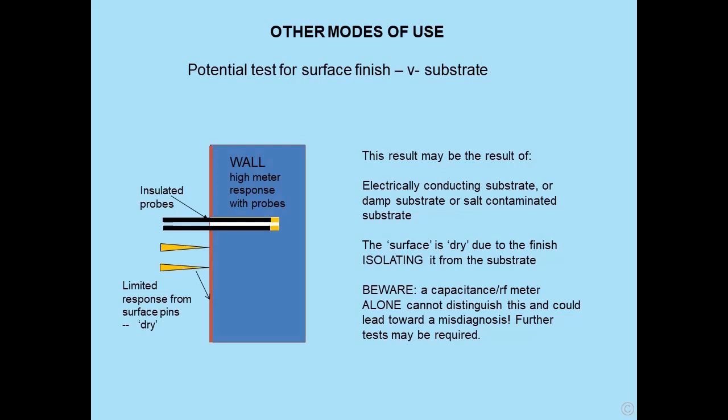And of course, this is where we have problems with RF meters and so forth. They cannot distinguish this and could lead towards a misdiagnosis. Further tests may therefore be required. The problem here is the meters are responding to what's deeper in the wall rather than what's on the surface.